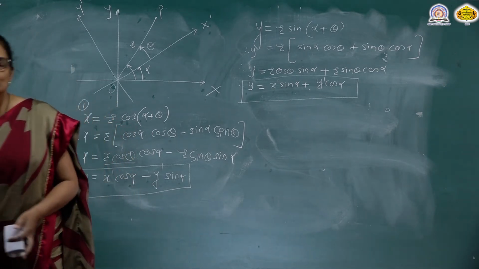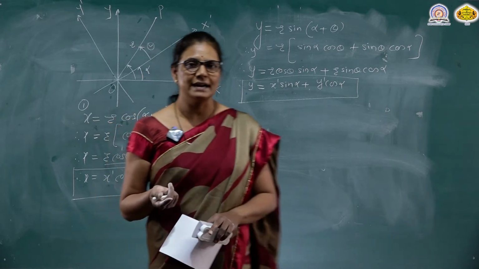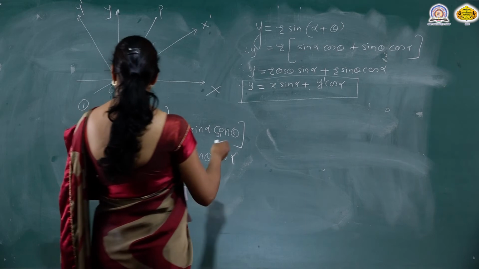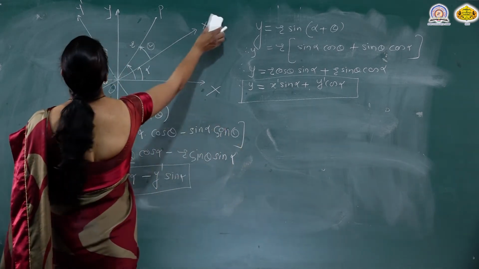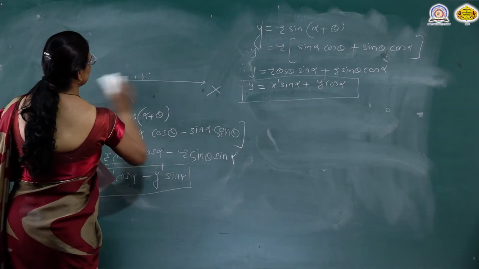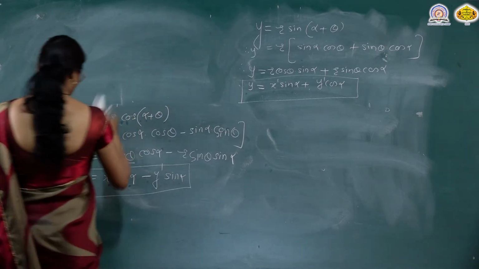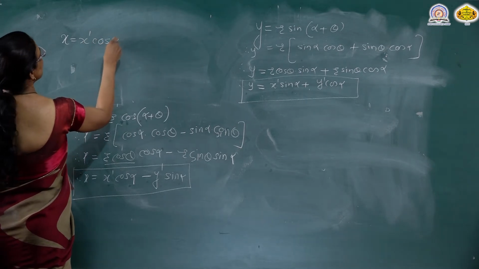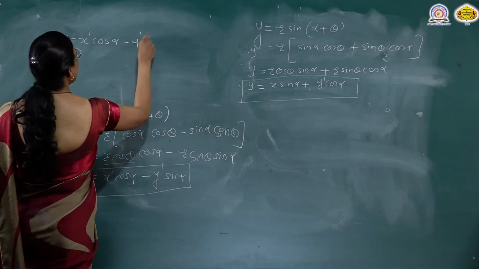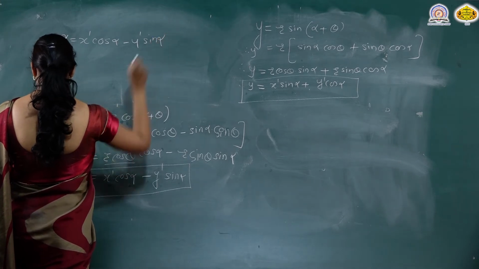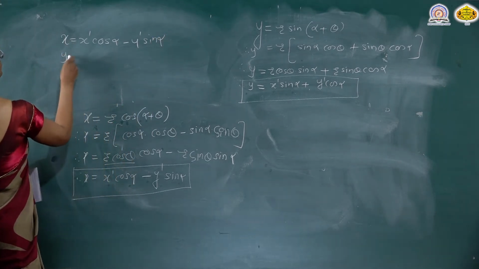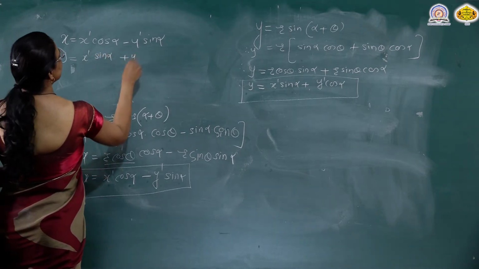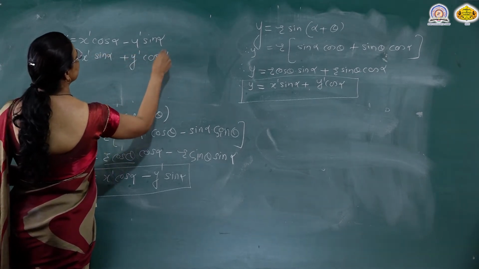Similarly, if you solve these two equations for x dash and y dash, we will get the equations of x dash and y dash in terms of x and y. I again write these two equations here. First we write x equals x dash cos alpha minus y dash sin alpha and y is equal to x dash sin alpha plus y dash cos alpha.